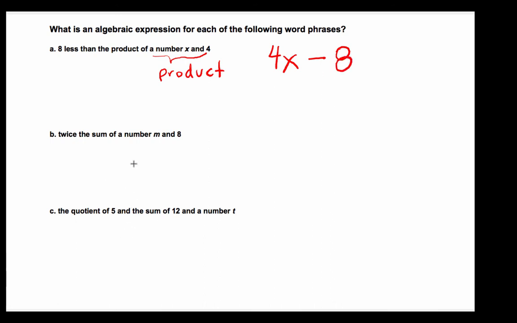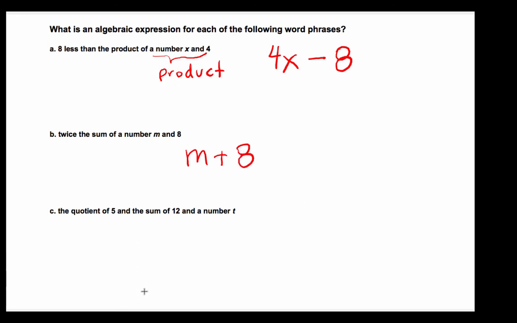Right? Part B, twice the sum of a number m and 8. So this is saying twice means 2 times. So we're going to multiply 2 times the sum of m and 8. And this one's a little bit interesting. Since it's saying twice the sum, that means we have to have the sum first before we multiply it by 2.